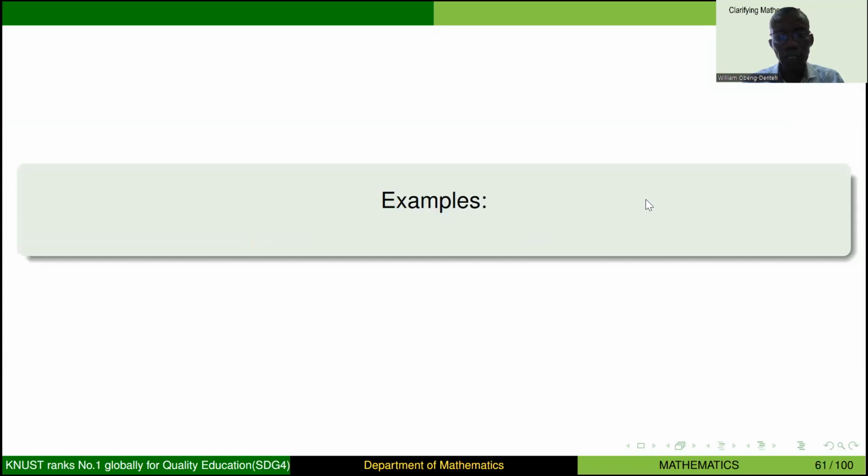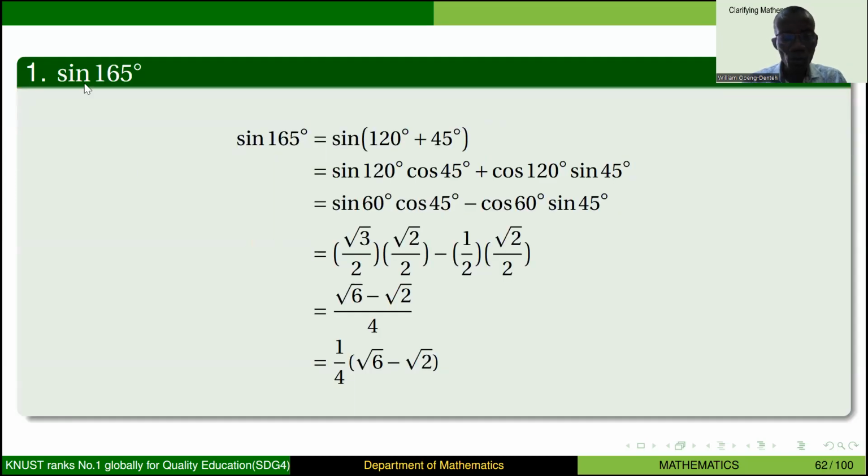Right. We want to look at some examples on what we have just treated. So we want to compute sine 165 degrees. Sine 165 degrees, we can write it as sine 120 degrees plus 45 degrees. So this can be our A and that can be our B. Now, using the compound angle identities, we have sine 120 degrees cos 45 plus cos 120 degrees sine 45 degrees.